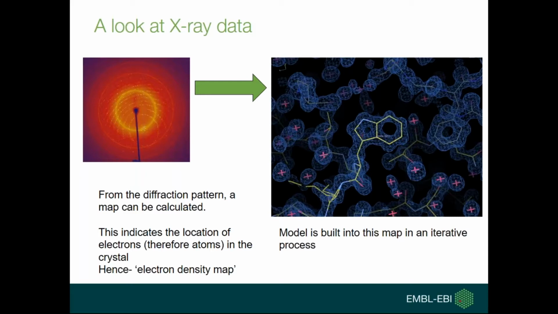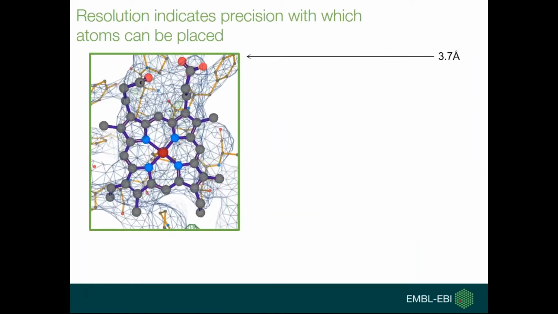Model building is an iterative process. You need to know roughly where the atoms are in order to get a sensible map, and as the model gets closer to the data, the map improves. So you have to build it iteratively, but then you can assess how well the model fits the map. And the resolution of an X-ray structure indicates the precision with which you can place the atoms.